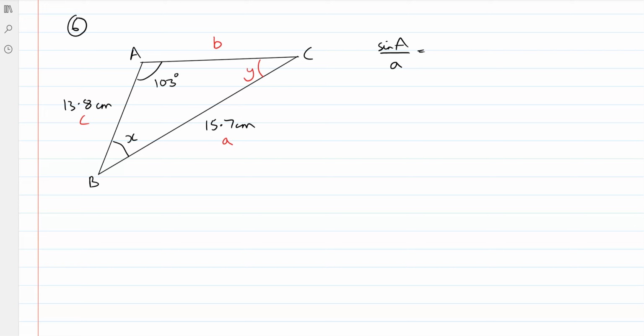Still getting it wrong. Sine capital C, sine C over C in there. Everything's labelled nicely, so now we can sub in and find out our unknown. So sine A is sine of the angle, so sine of 103 over little a, which is labelled for us, which is 15.7, equals sine C, and we've called that y, so sine y, so we sub that in, over little c, which is on the left, which is 13.8.